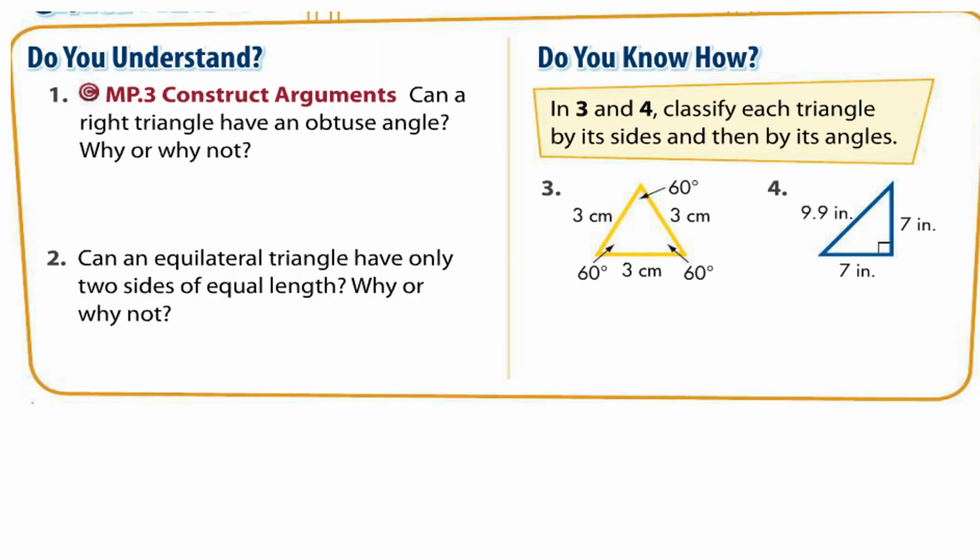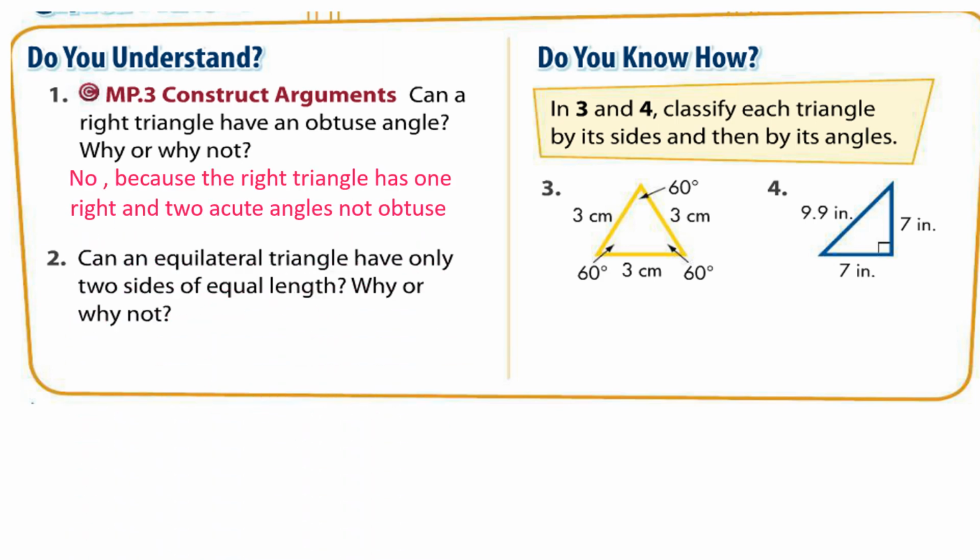Okay, let's solve the questions in the book. Question number one: can a right triangle have an obtuse angle? Why or why not? Of course, it cannot be. Because, as I said to you before, the right triangle has one right angle and two acute angles, not obtuse angles. So there is no obtuse angle in the right triangle. So of course the answer is no.